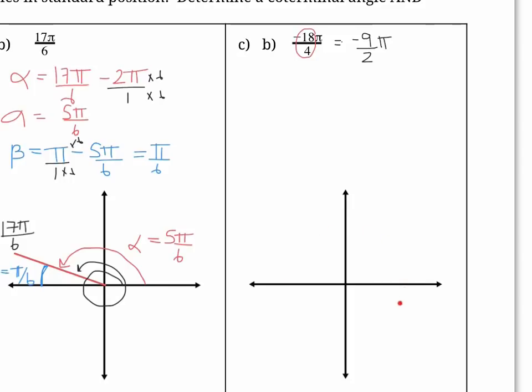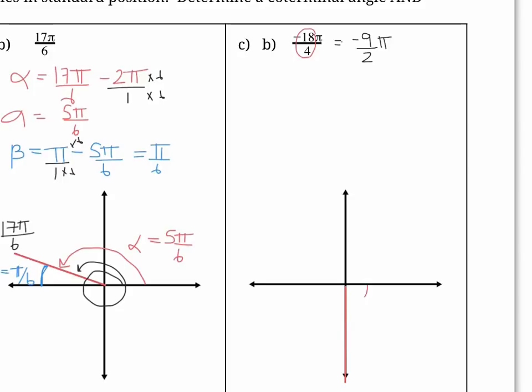So we have 1 half, 2 halves, 3 halves, 4 halves, 5 halves, 6 halves, 7 halves, 8 halves, 9 halves. So we're back down on this line down here. So let's put a line. So now we have our measure of negative 9 pi over 2. So again, we start on the positive x-axis. We worked our way around this way.